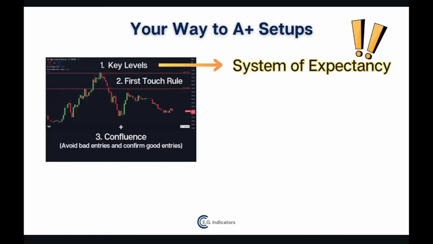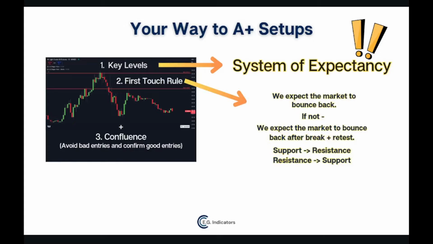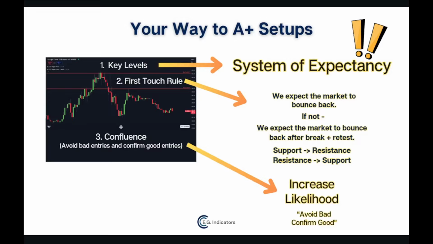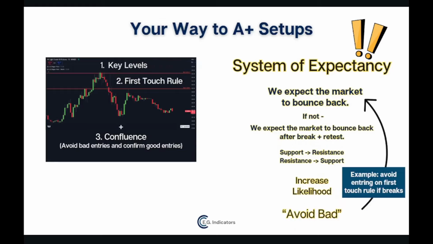So, significant price levels provide you with a system of expectancy, meaning we expect the market to bounce back. And if not, meaning if it breaks, it provides another opportunity with a high probability. And confluence is about increasing the likelihood. Likelihood of what? Likelihood of avoiding bad entries and confirming good entries, identifying A+ setups.